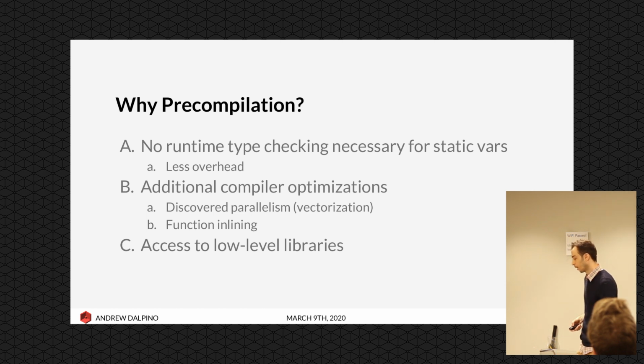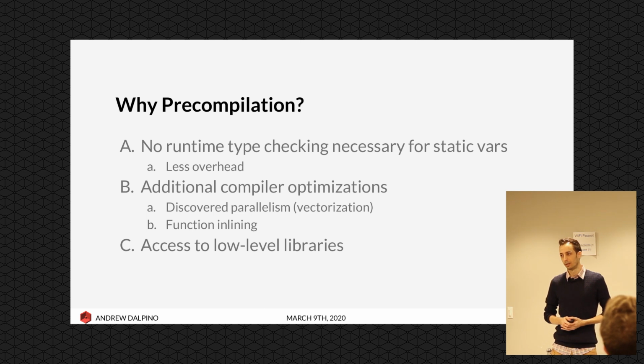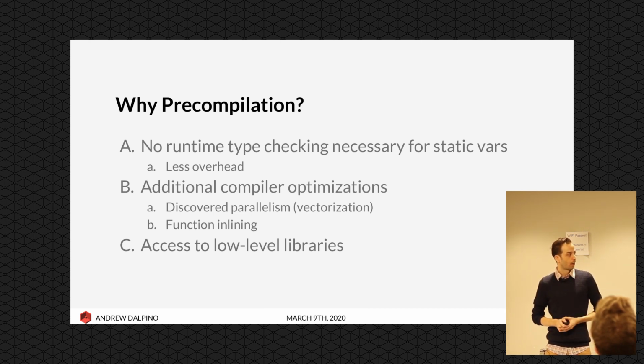So why would we do pre-compilation? Well, we don't have to do runtime type checking. If you know anything about a dynamic language, we don't know what type the variable is going to be until we start running the program, really. So we have a ton of overhead when we do type checking. We also get additional compiler optimizations when we do compilation.